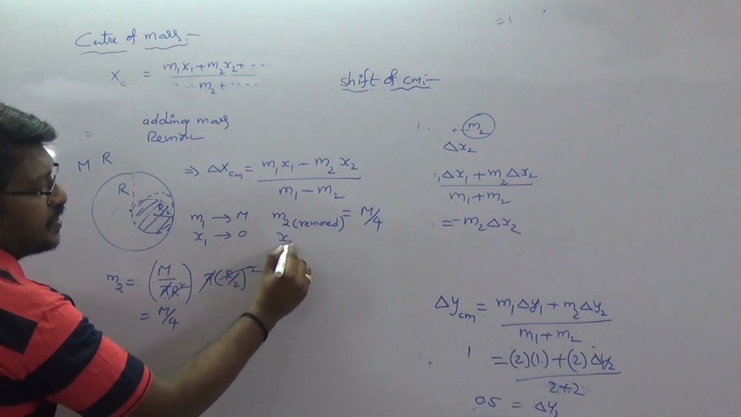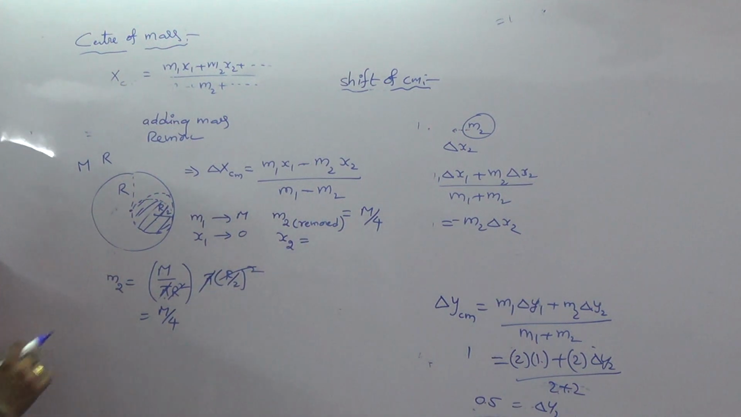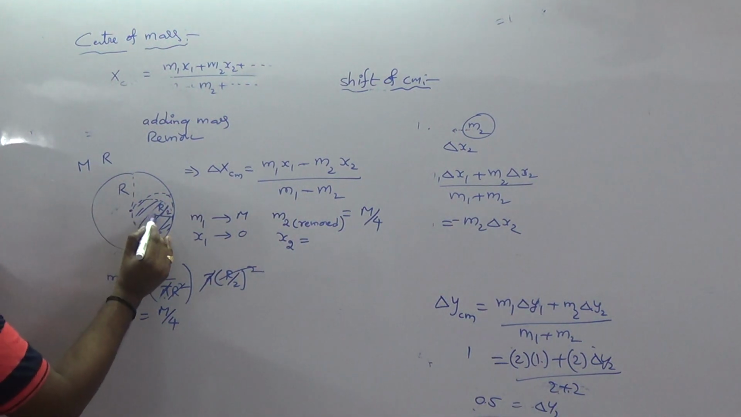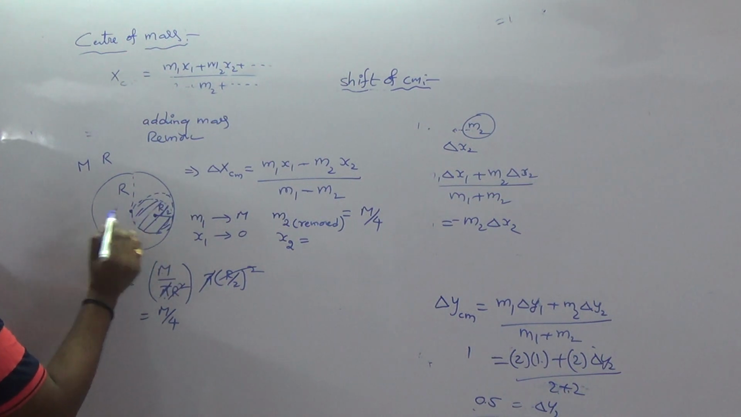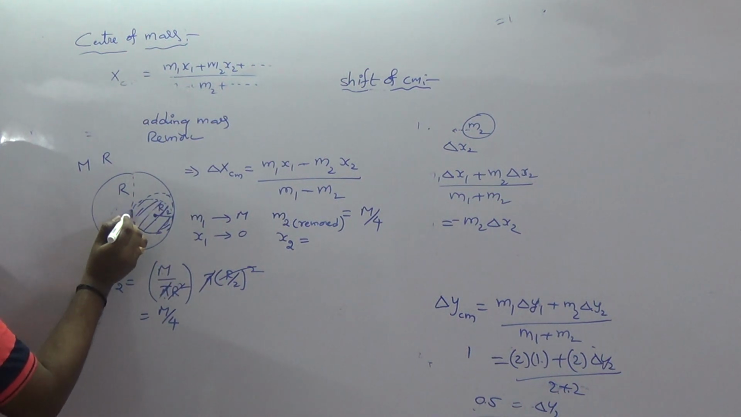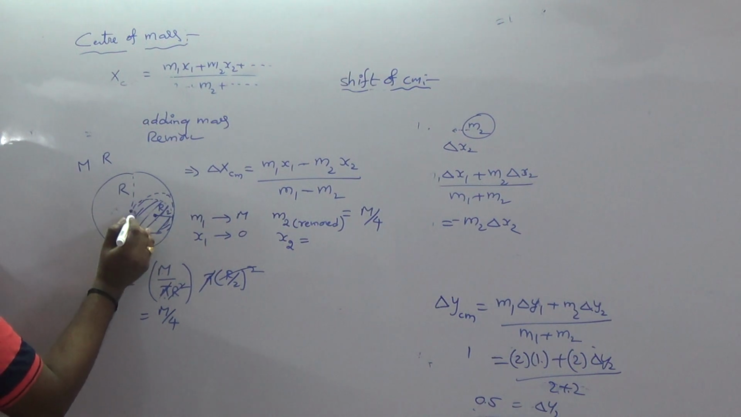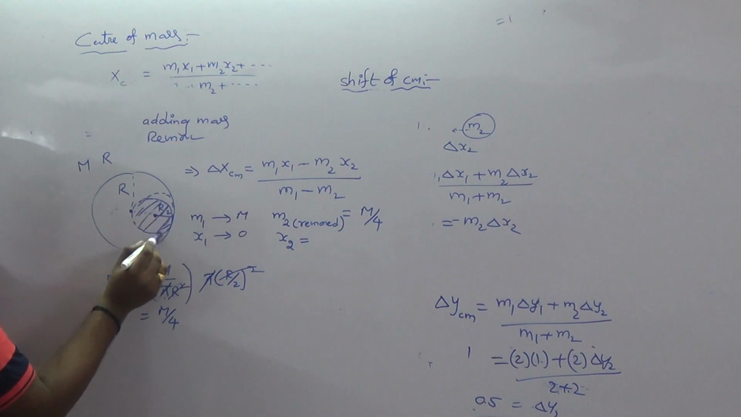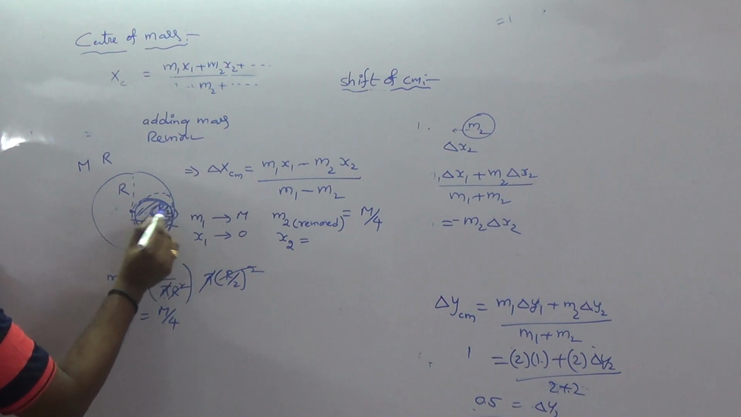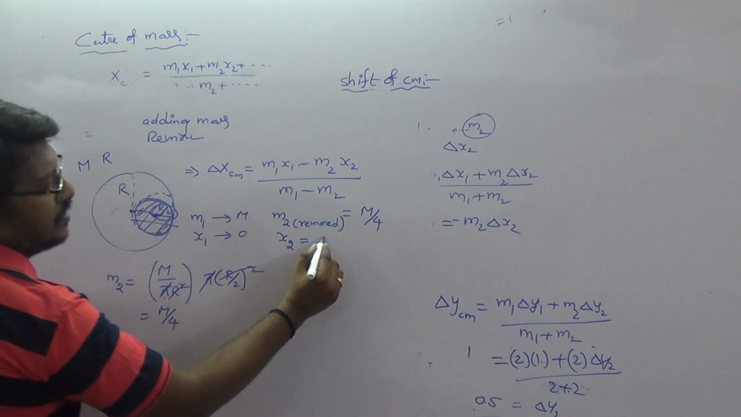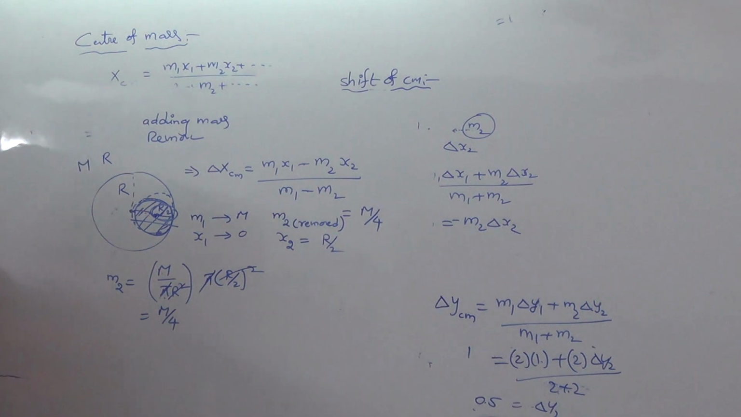And what is x2 here? x2 is nothing but the distance of the center of mass of the second body, that means the removed part, from the center of the initial body. The center of mass of the second body, from here to here, the total is r. This is r by 2. This also becomes r by 2. So x2 equals r by 2.